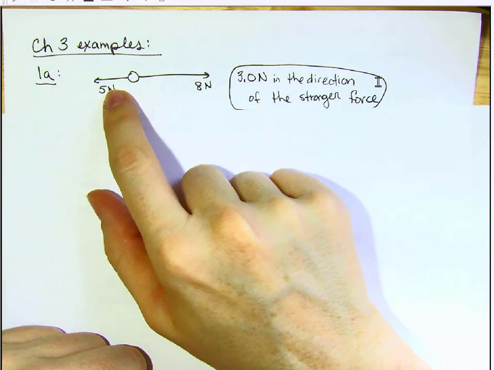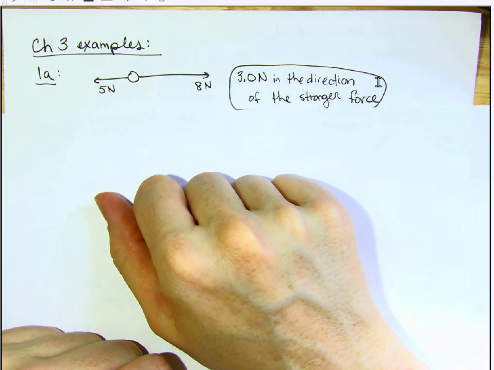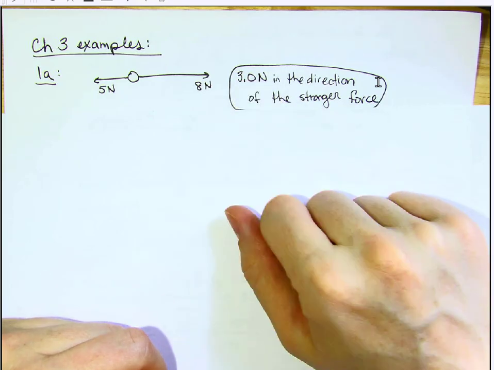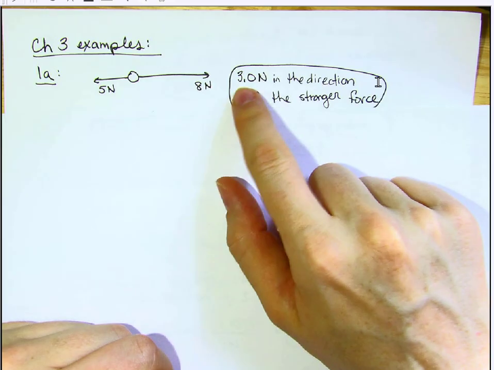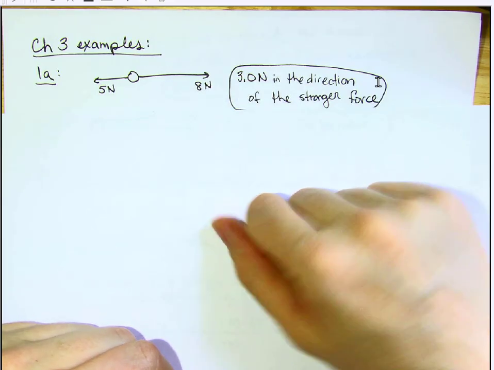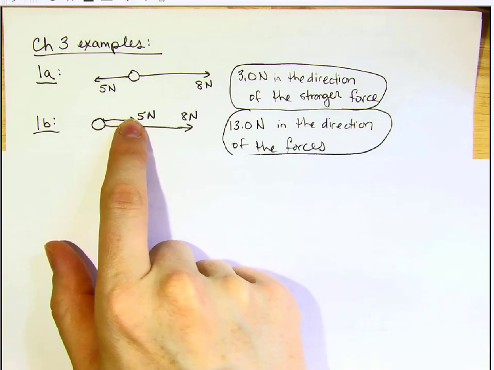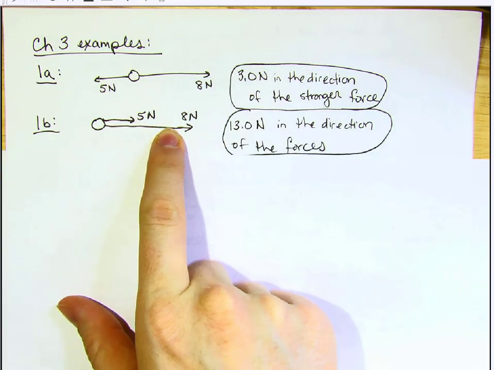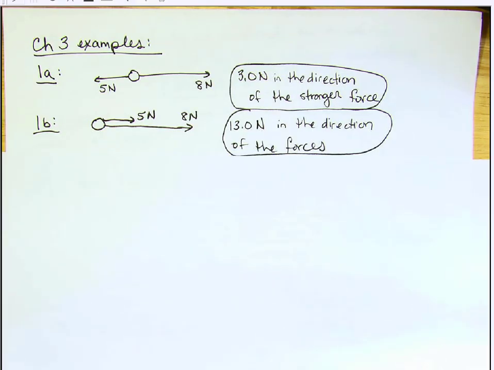The 5 Newton force is going to counteract some of the 8 Newton force. So the unbalanced force, the net force, would be 3 newtons in the direction of the stronger force. I used 2 sig figs because the problem gave me 2 sig figs. For B, they're acting in the same direction. So that object feels 5 newtons to the right and 8 newtons to the right. So they're going to add together. So the object would feel 13 newtons in the direction of the forces.